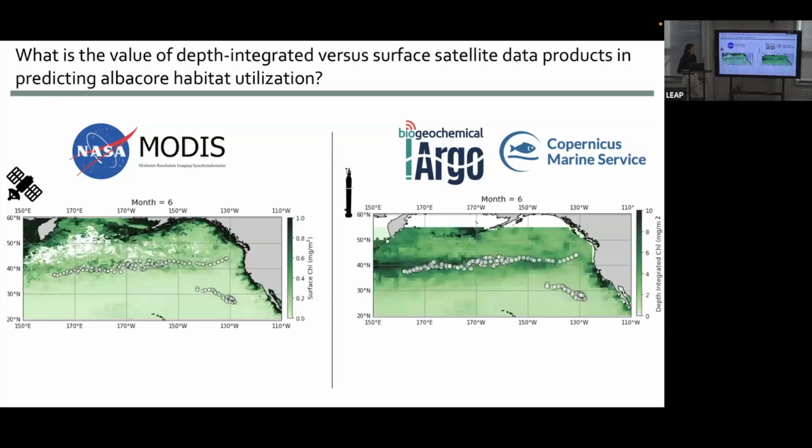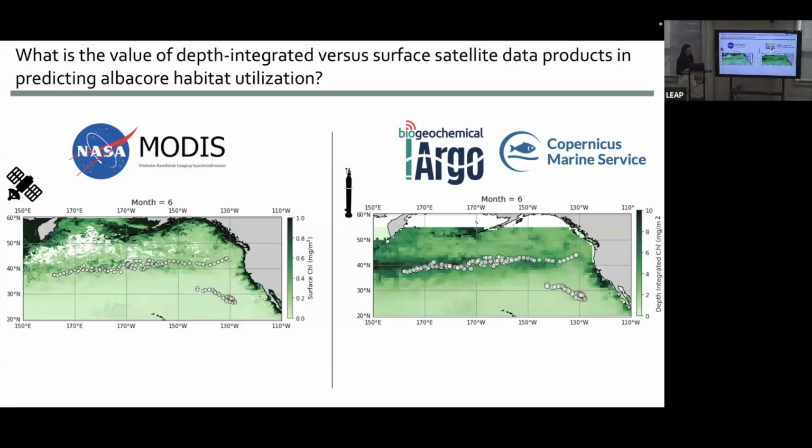We absolutely see instances where surface and subsurface conditions decouple from one another, and that information is not captured by satellite. Here is just one example of several fish tracks from the month of June overlaid on maps of surface chlorophyll observed from satellites on the left and depth-integrated chlorophyll, again informed by floats, on the right. We see that integration with depth really changes the patterns of chlorophyll hotspots. So we're really interested in understanding how fish migration patterns might be driven by these subsurface signals that satellites can't capture.